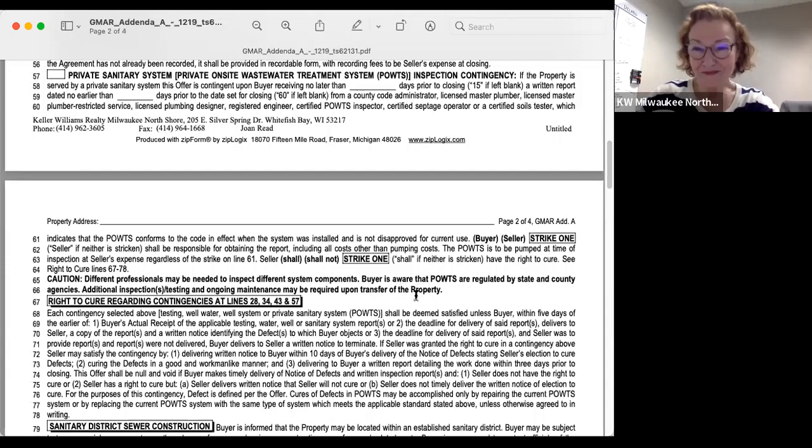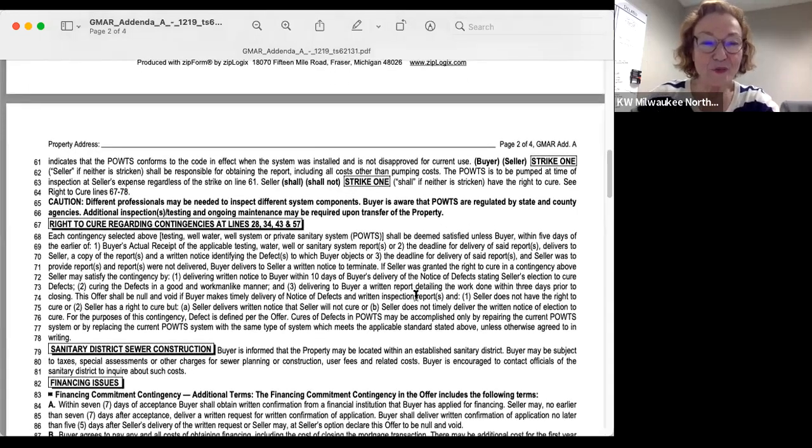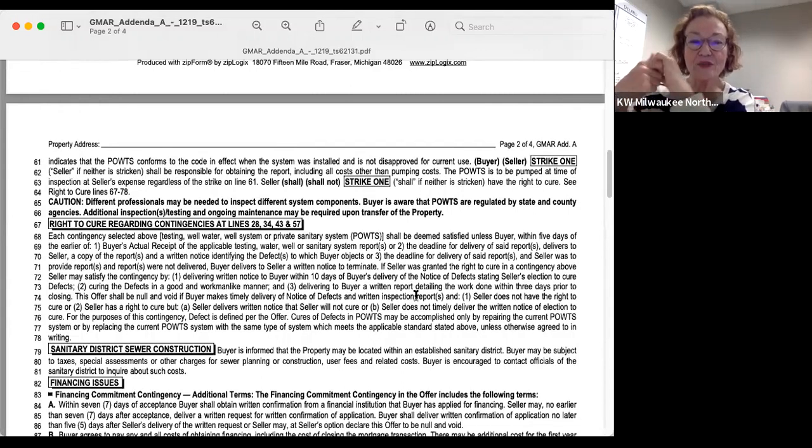This caution, bold lines: different professionals may be needed to inspect different system components. Buyer is aware that POUTS are regulated by the state and county agencies. Additional inspection, testing, and ongoing maintenance may be required upon transfer of the property. Your buyer has to be fully aware of what it takes to have a POUTS system on their house. They're coming from a municipality sewage system.